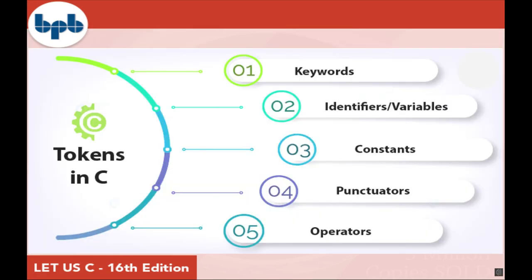Tokens are the smallest elements of a program which are meaningful to the compiler. A token comprises keywords, variables, constants, punctuators, and operators. These can be considered the building blocks of C programs.